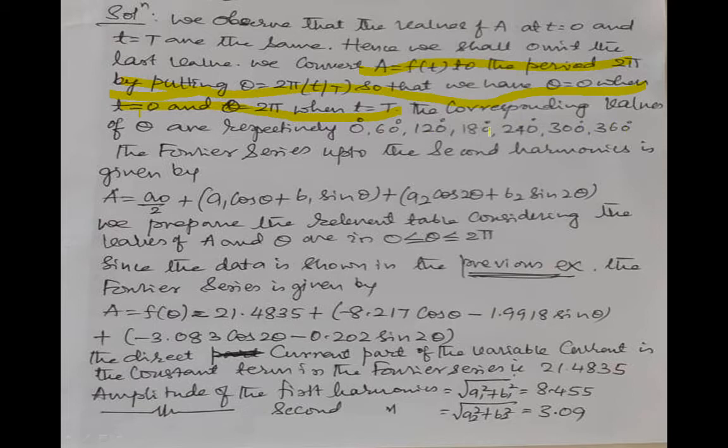You can observe the last example. The same example I have taken with a little more explanation. The Fourier series up to the second harmonic is given by, what is the second harmonic? Instead of Y in the last example, here we write capital A equal to a0 by 2 plus a1 cos theta plus b1 sin theta plus a2 cos 2 theta plus b2 sin 2 theta.